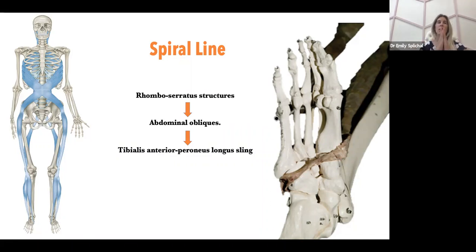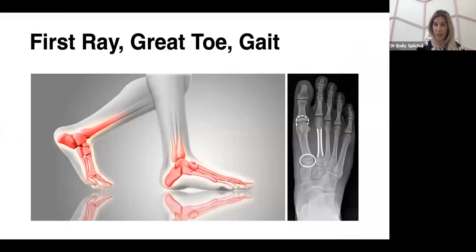It then runs up your lower leg into your obliques, around into your rhomboids and your serratus anterior, and then that's eventually going to have an effect on scap stability for your shoulder. Now, your spiral line, because it inserts on and influences the first ray, it technically influences the first MPJ, which technically influences your rigid lever.